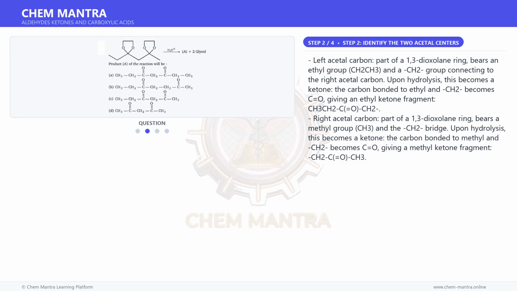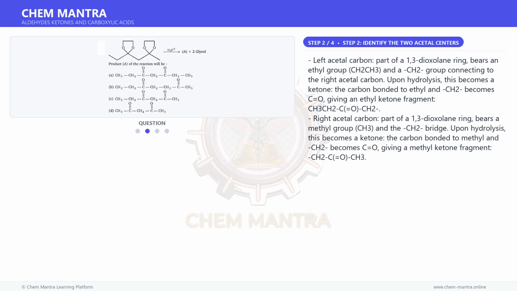The left acetal carbon, part of a 1,3-dioxolane ring, bears an ethyl group, CH2CH3, and a CH2 group connecting to the right acetal carbon. Upon hydrolysis, this becomes a ketone. The carbon bonded to ethyl and CH2 becomes C=O, giving an ethyl ketone fragment, CH3CH2C=O, CH2.